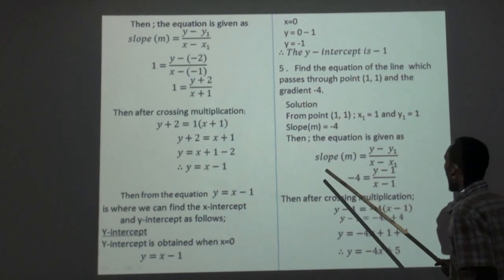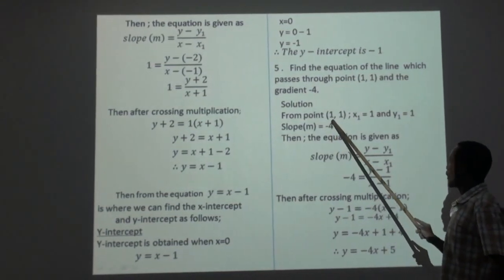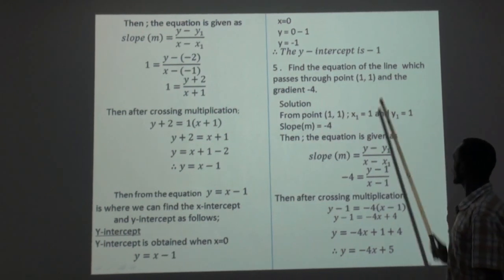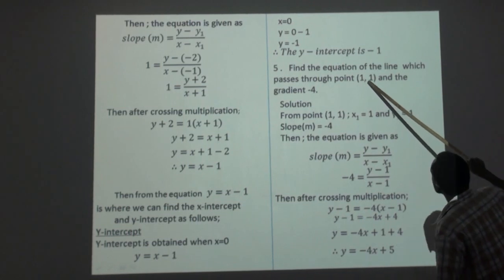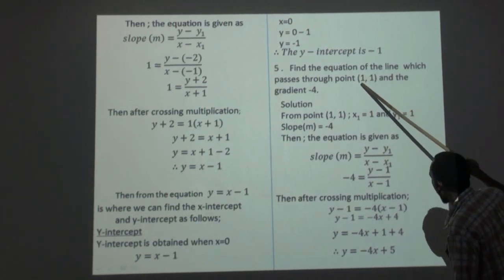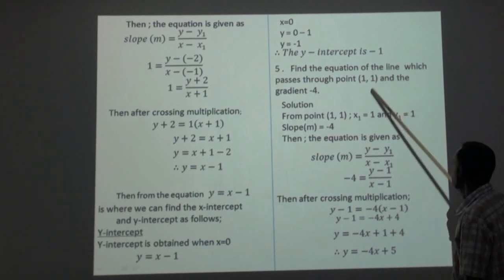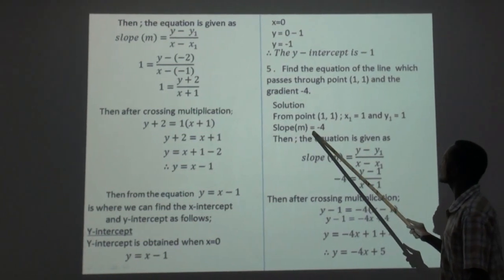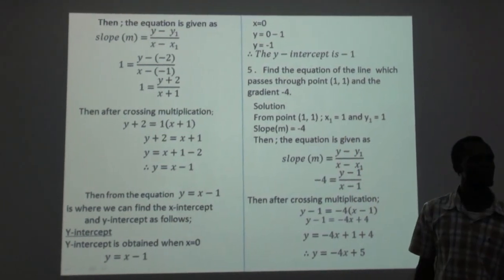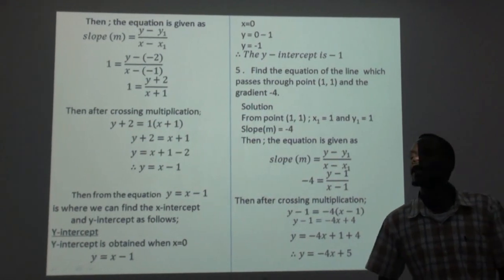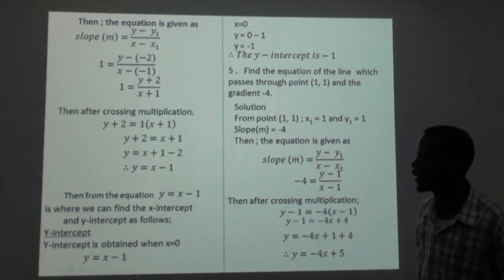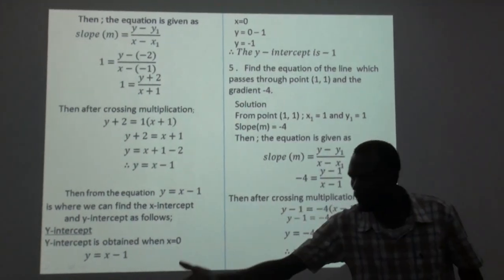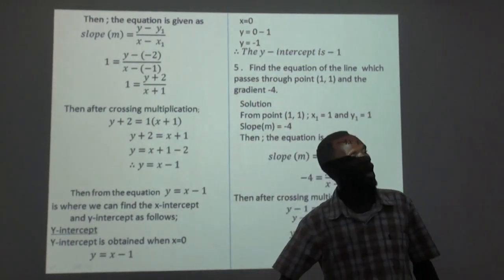Now, from here, I have the point (1, 1). This is x, this is y. That is to say, this is x1 and this is y1: x1 is equal to 1, y1 is equal to 1. Now, the slope is equal to negative 4. I don't need to find the gradient, because I already have it. I don't need to find y1 and x1 because I already have them.